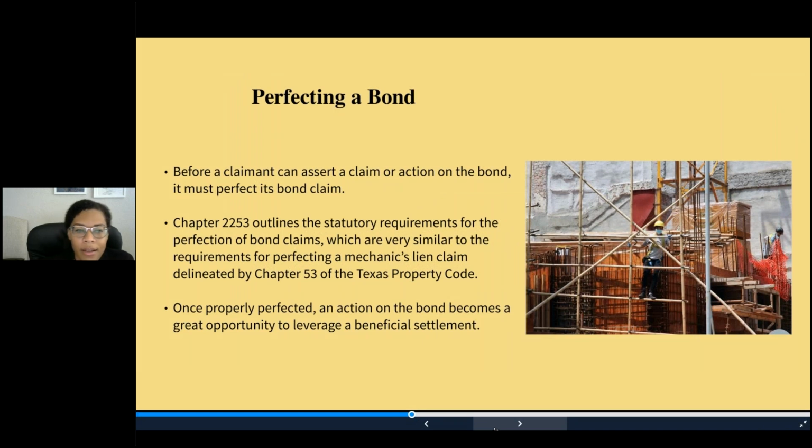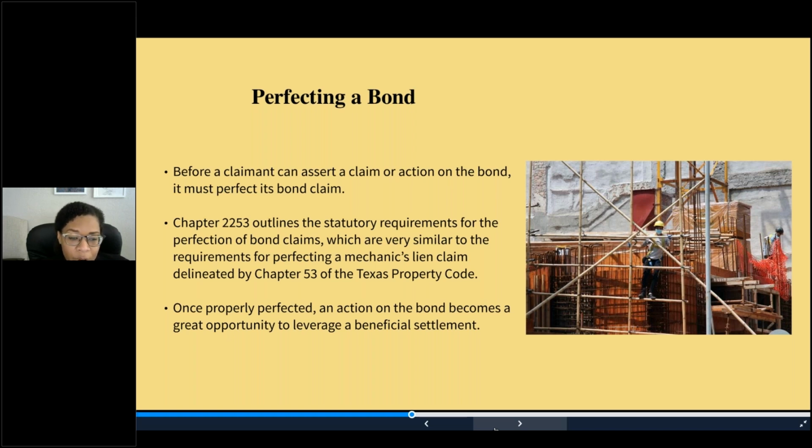Okay, so let's talk about perfecting a bond claim. Before a claimant can assert a valid action on a bond, it must perfect its claim. Now, Chapter 2253 outlines the statutory requirements for perfecting a bond claim, which are very similar to the requirements for perfecting mechanics liens under Chapter 53 of the Texas Property Code. The notice requirements for perfecting bonds and liens are notoriously complicated. And the bulk of the fight with these types of lawsuits comes down to proper notice. If the notice was not submitted properly, the entire claim can be invalidated.